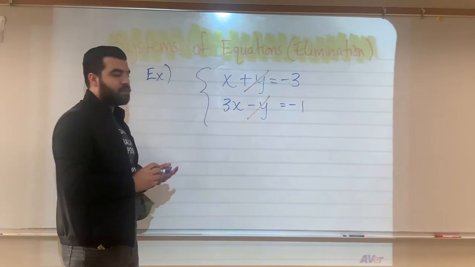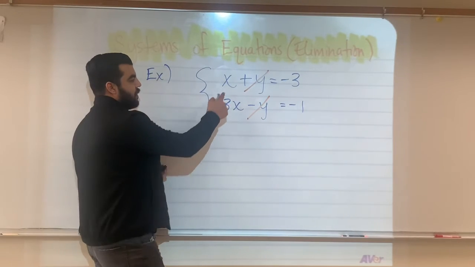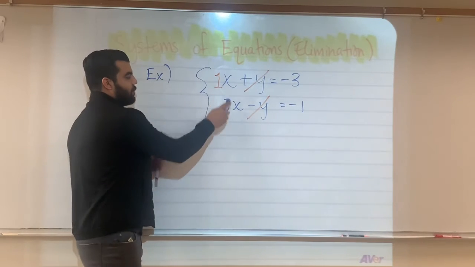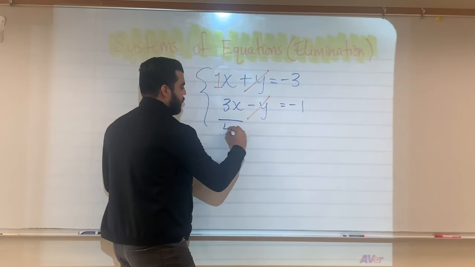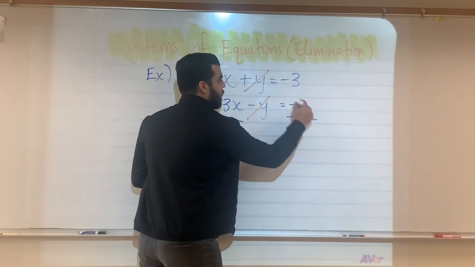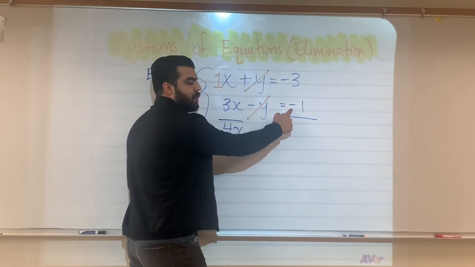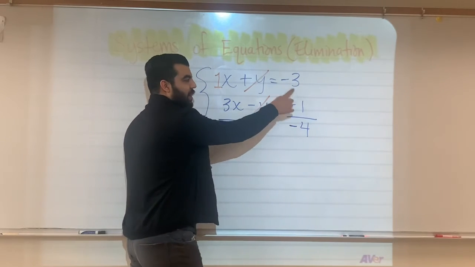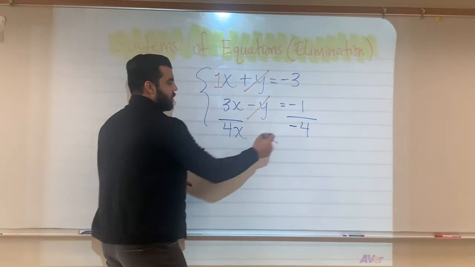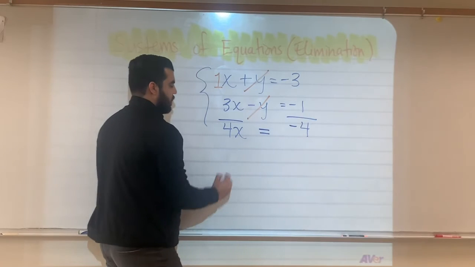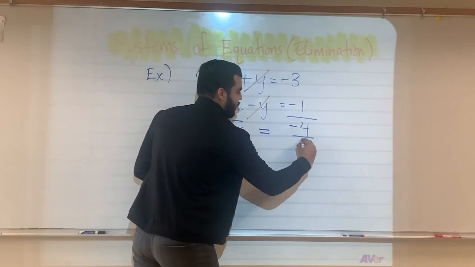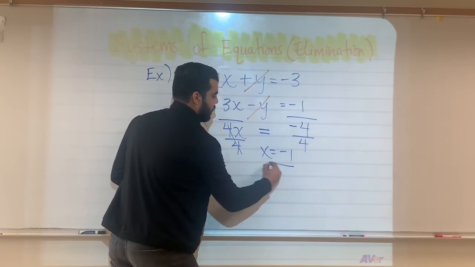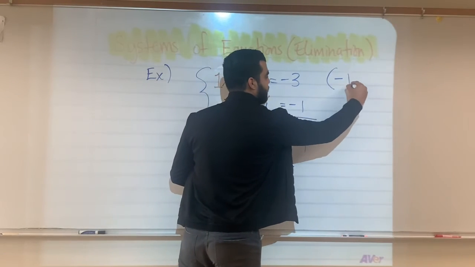Now let's combine the rest. x and 3x. Remember, if there's no coefficient in front of the variable, we can always add a 1. 1x plus 3x gives us 4x. -3 minus 1 is -4. Or you can think of it as you're combining 3 negatives with 1 more negative. So that's 4 negatives. Divide by 4. x equals -1. So far we have x equals -1.